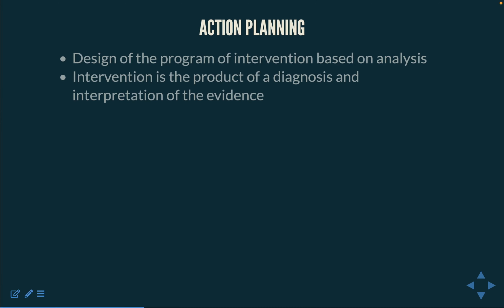The design of the program of intervention is based on analysis of the data gathered in the first stage. There is no predetermined formula for the length or nature of this intervention. It will depend on a number of factors. The analysis of this first stage will provide the evidence needed to design an appropriate intervention. This intervention is a product of a diagnosis and the interpretation of the evidence provided in the first stage, current practice within the subject area, and analysis of the literature. This will suggest possible improvements in relation to the needs of the target group.